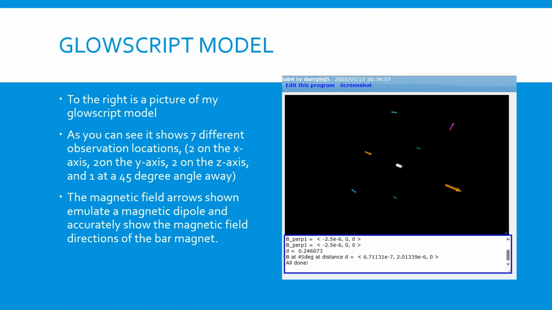GlowScript model. To the right is a picture of my GlowScript model. As you can see, it shows 7 different observation locations, 2 on the x-axis, 2 on the y-axis, 2 on the z-axis, and 1 at a 45-degree angle away. The magnetic field arrow shown emulates a magnetic dipole and accurately shows the magnetic field directions of the bar magnet.